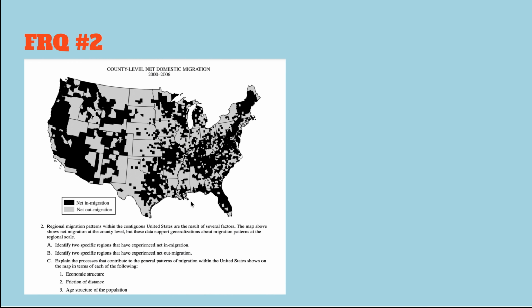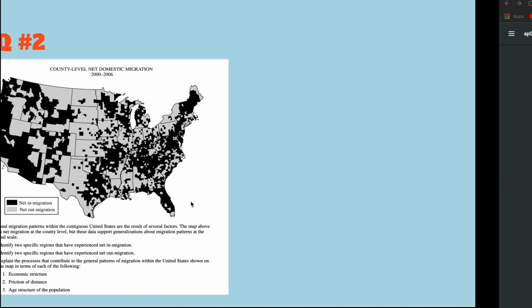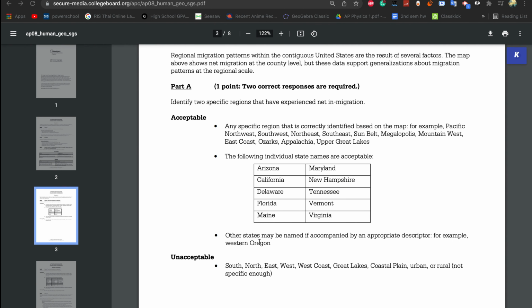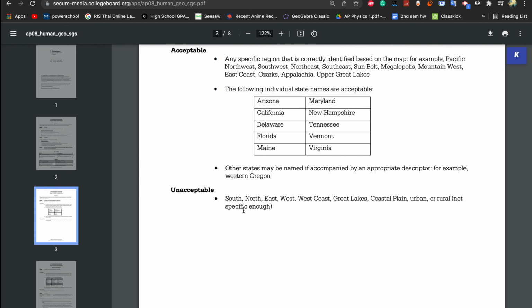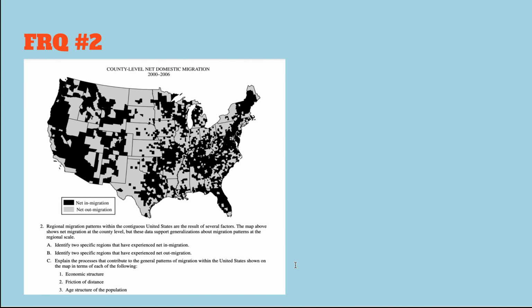examples. For example, Oregon. Not all of Oregon is net in migration, but the western part is. So if you said that, that would also count. So yeah, if you're too generic or you didn't specify enough, you wouldn't get a point for that. So that's pretty much part A, fairly easy.